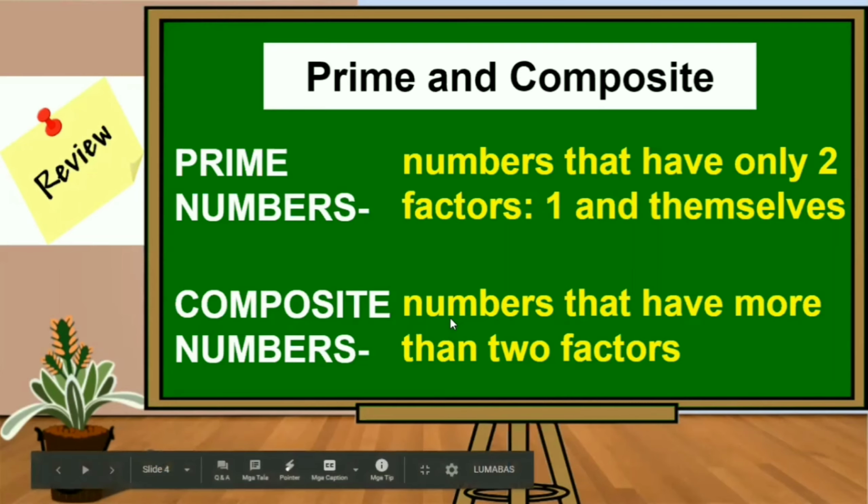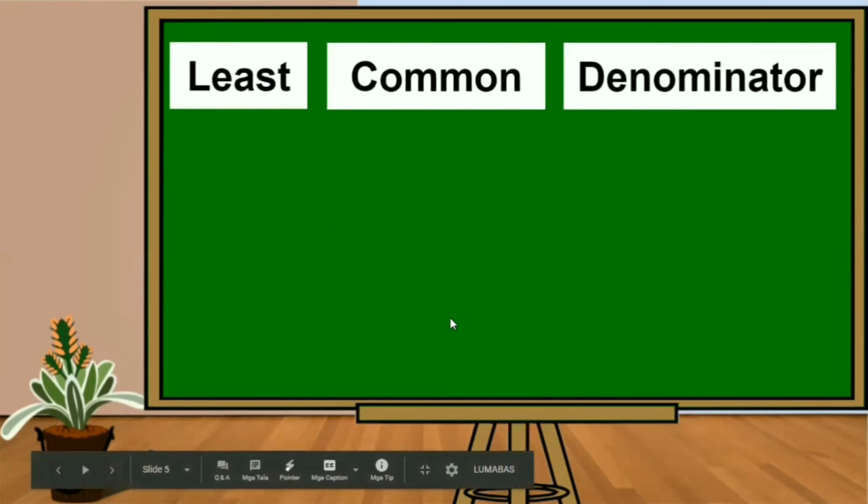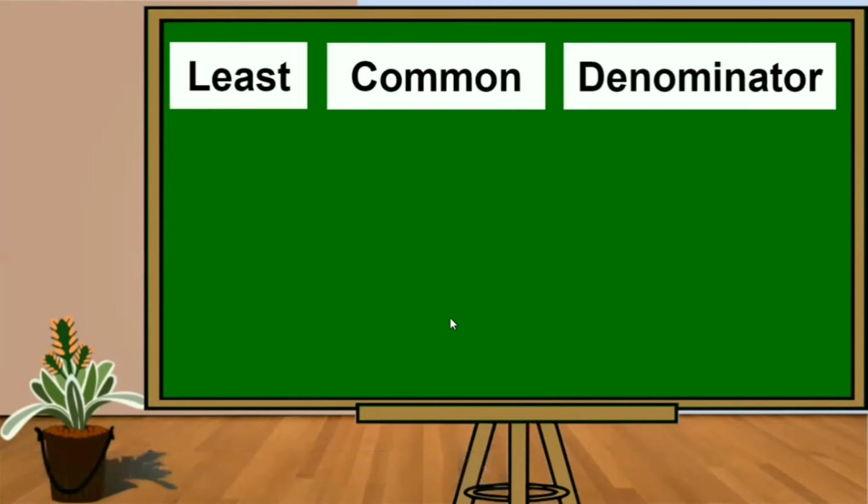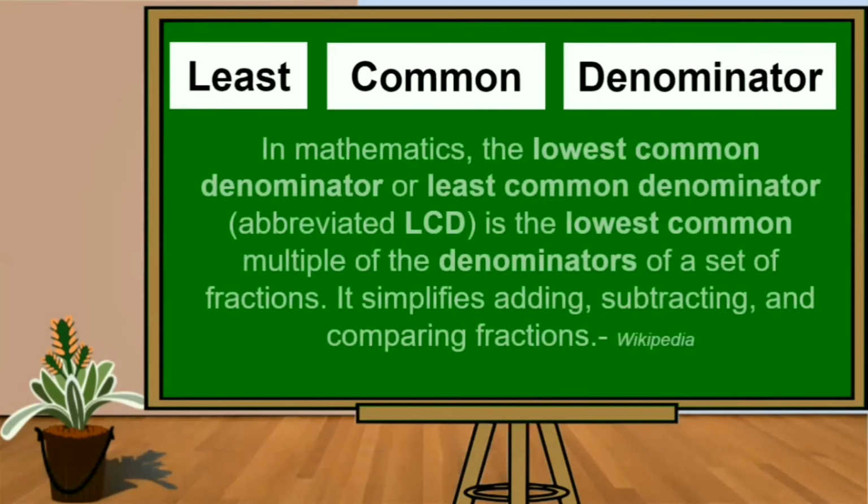So now we proceed to our topic for today, which is least common denominator. So what is least common denominator or LCD? So according to Wikipedia, in mathematics, the lowest common denominator or the least common denominator is the lowest common multiple of the denominators of a set of fractions.